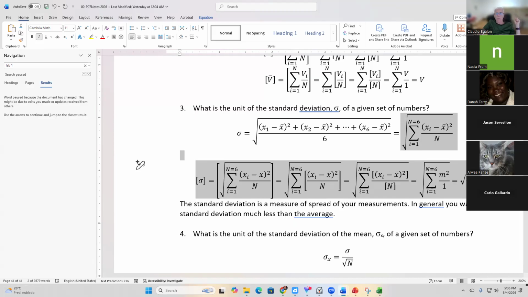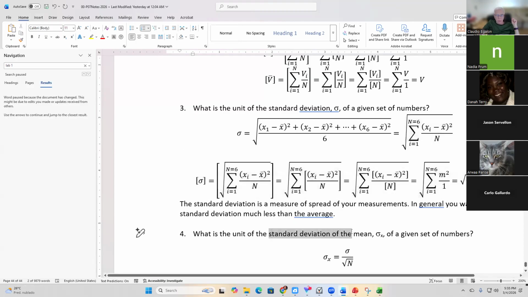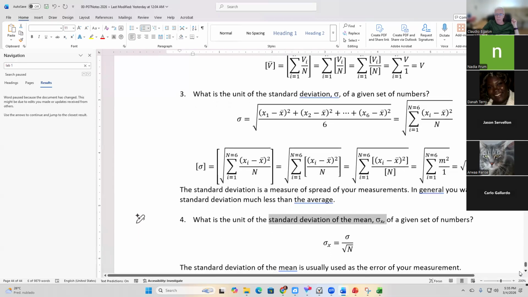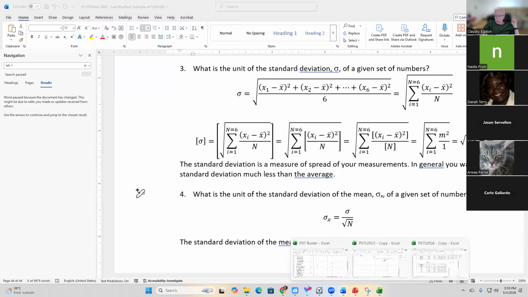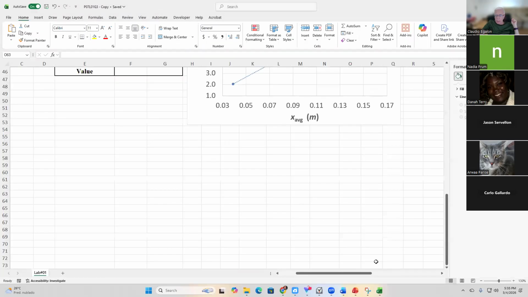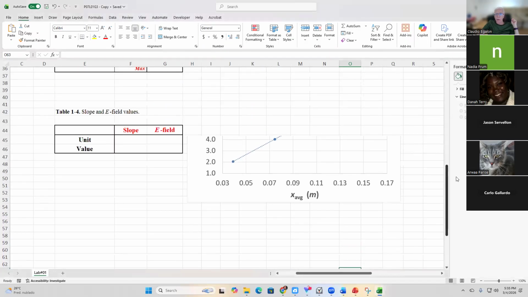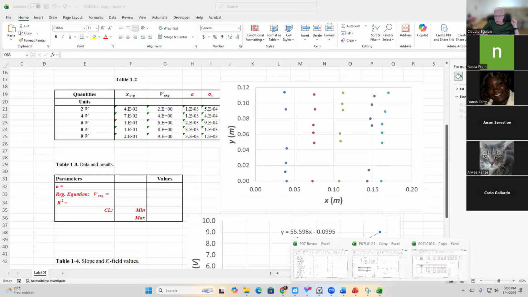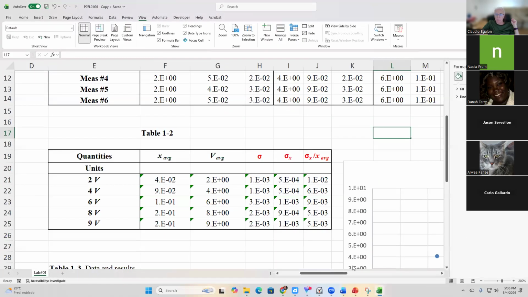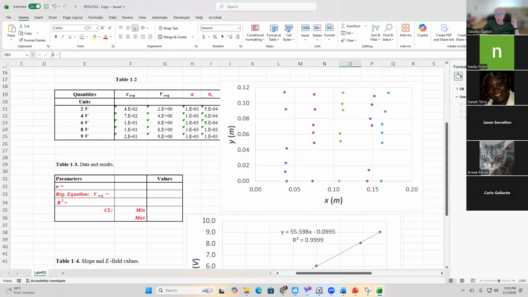Then there is another type of standard deviation that we call the standard deviation of the mean. It's abbreviated as sigma x. And that's what we have right in here. This one. I don't want this one, I want the other one, maybe. Yeah, here you go. Sigma x right in here. Standard deviation of the mean.